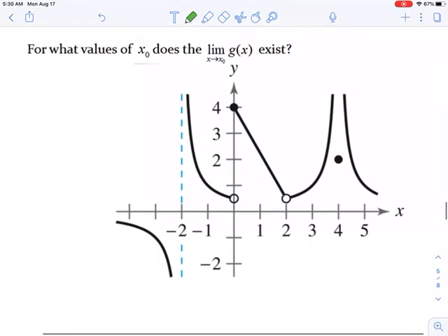So here is our last example. I want you to look at this graph and determine all of the x values in which the limit fails to exist. You don't necessarily need to draw this right now. Just take a moment and determine the x values in which our limit fails to exist.